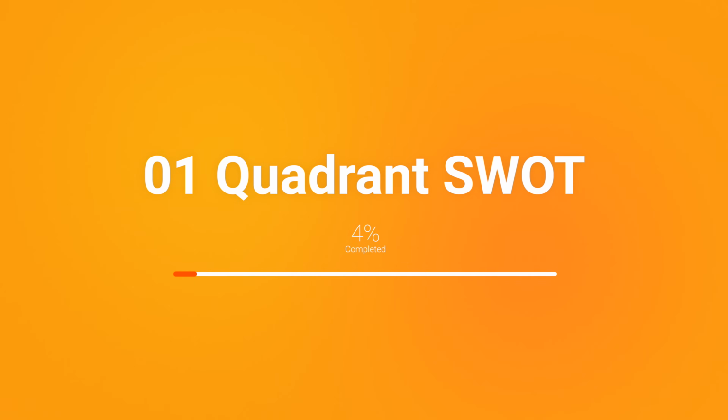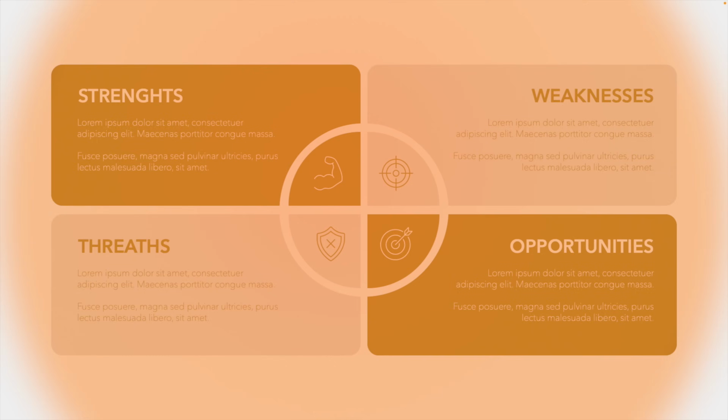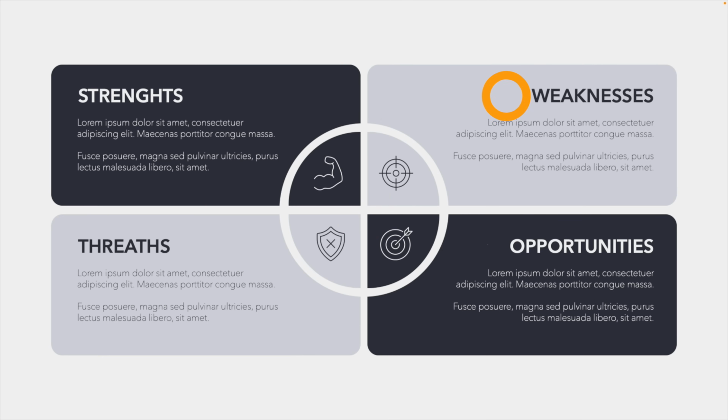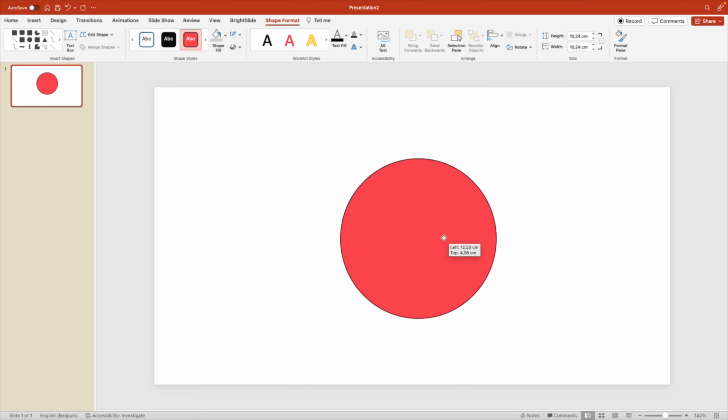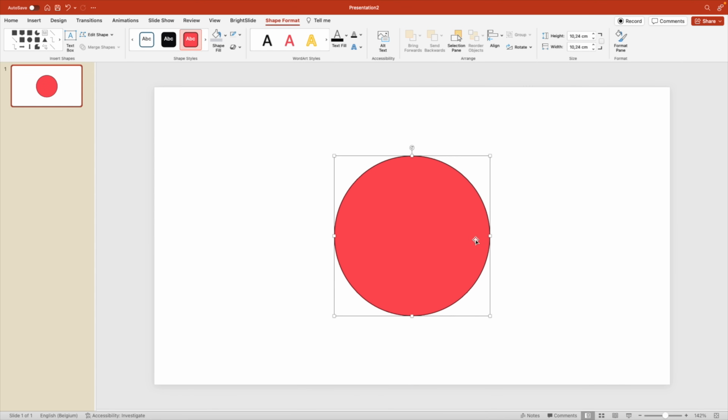And for the first one, we're starting with a modern, simple quadrant style SWOT analysis, where you can add quite a lot of content to your slide. Let's start from a blank slide, and for the first one, we're going to start with a circle. So select the circle and drag it on the screen. We're going to position it in the middle of the slide.